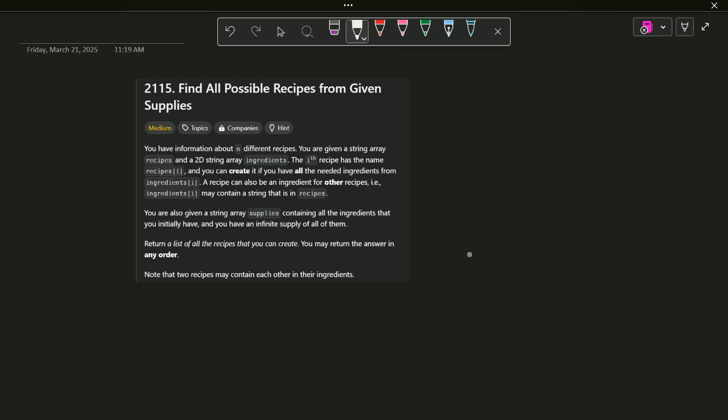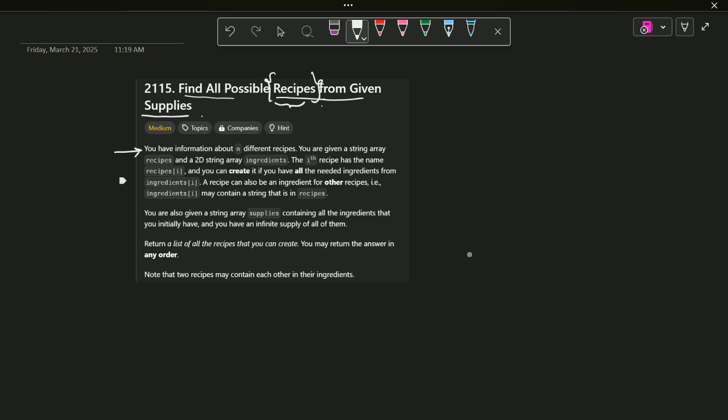Today, I am going to solve a LeetCode problem on March 21st. The problem is Find All Possible Recipes from Given Supplies. That means we have to find out what ingredients are required for preparing a recipe. Don't think you are going to prepare a recipe. It is just a question. Let's see the problem statement.